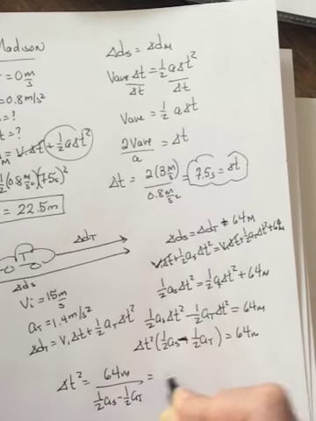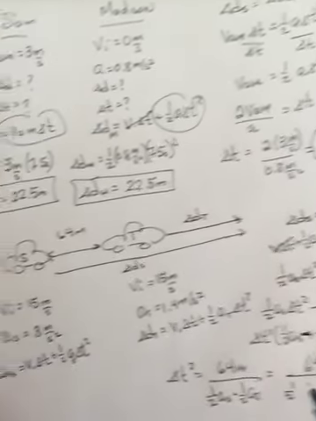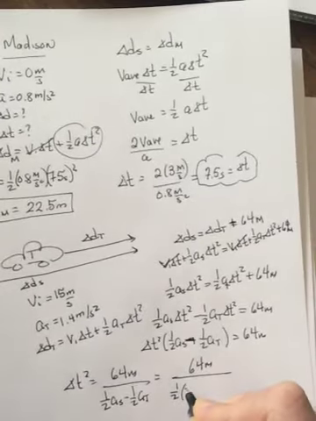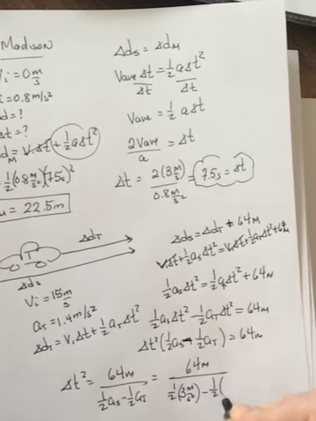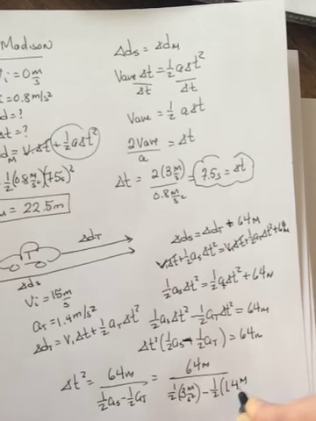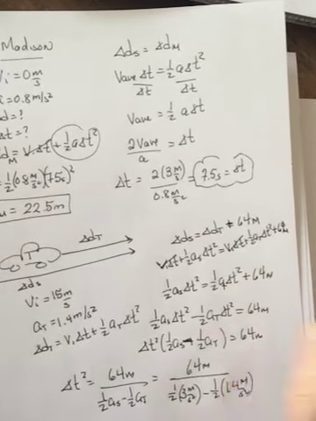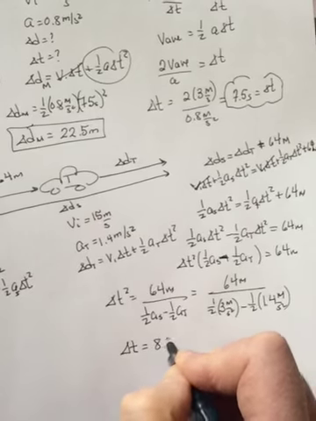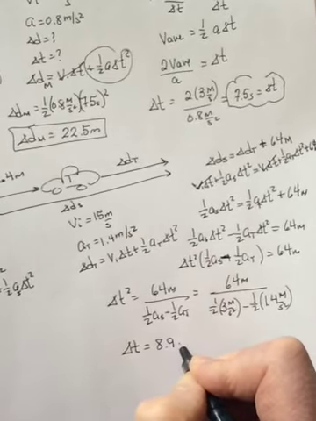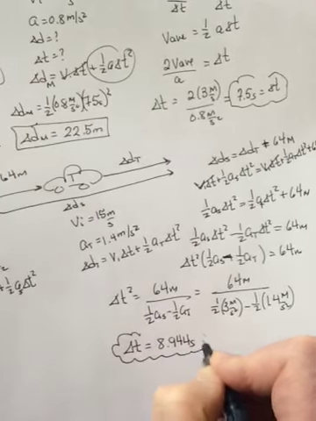So 64 meters divided by 1/2, the student was accelerating 3 meters per second squared, minus 1/2 the teacher 1.4 meters per second squared, which gives 80. Take the square root, so it's going to be close to 9. Delta T is 8.944 seconds. That's the first part of the question.